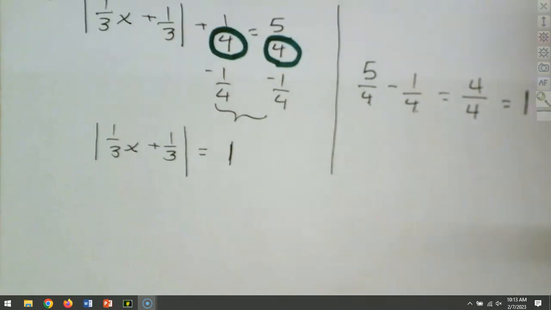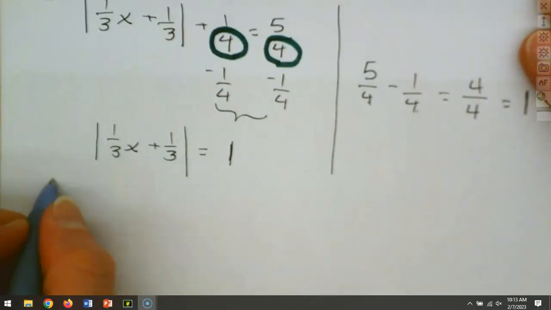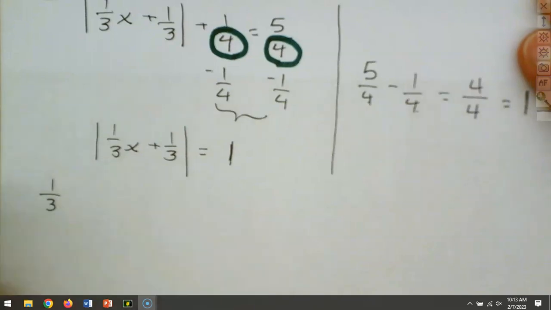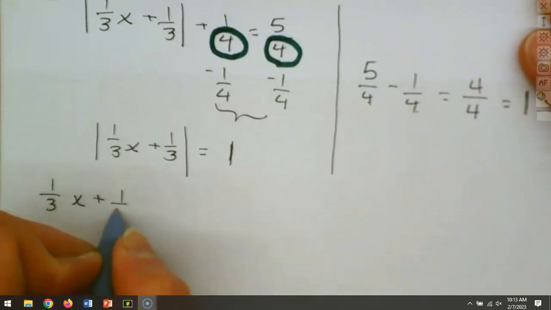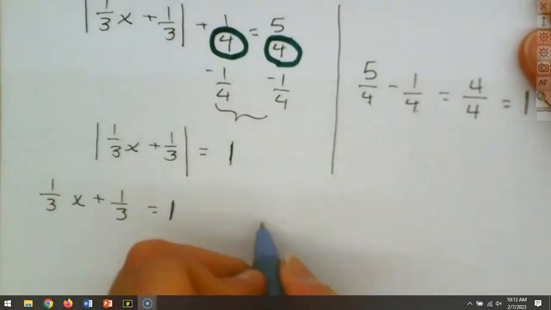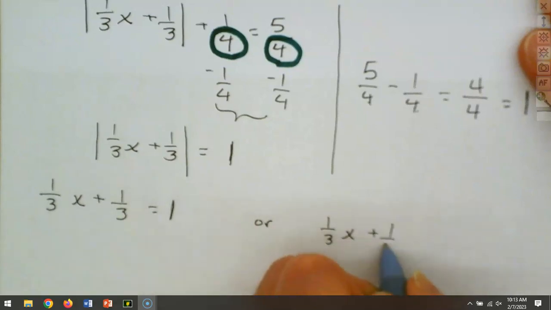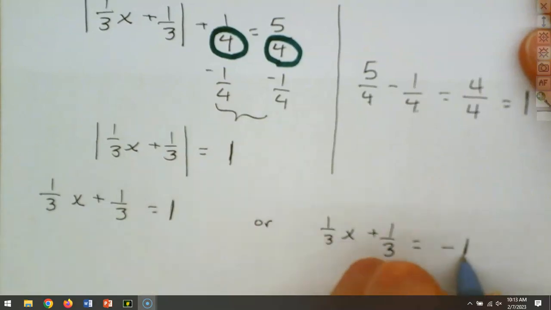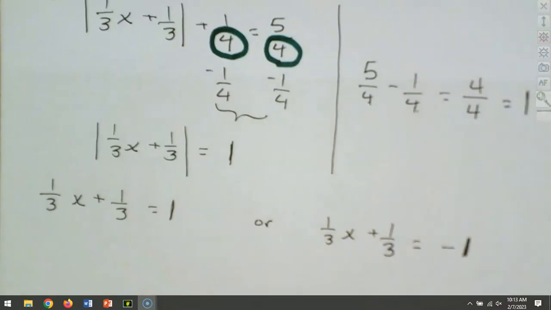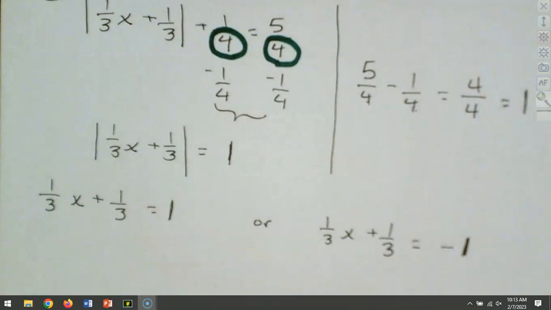Okay, we're going to get two solutions. So what are the equations going to be to give us our two solutions? Well, it's 1/3 x plus 1/3 equals 1, or 1/3 x plus 1/3 equals a -1, right? Exact same equations. What's the only difference? Well, the only difference is that one of them is positive on the right. The other one is negative on the right. Now we can finish this.